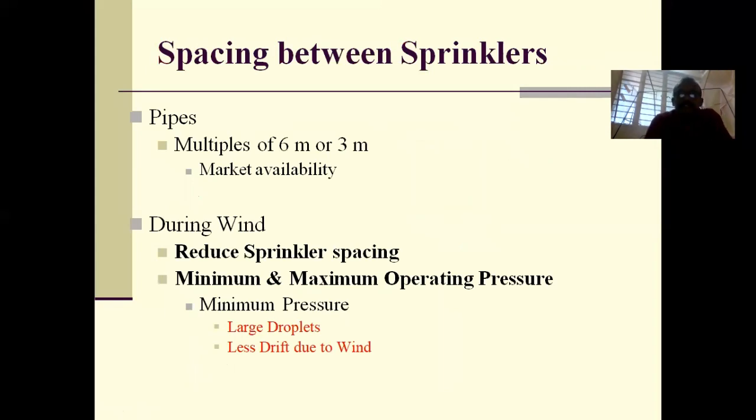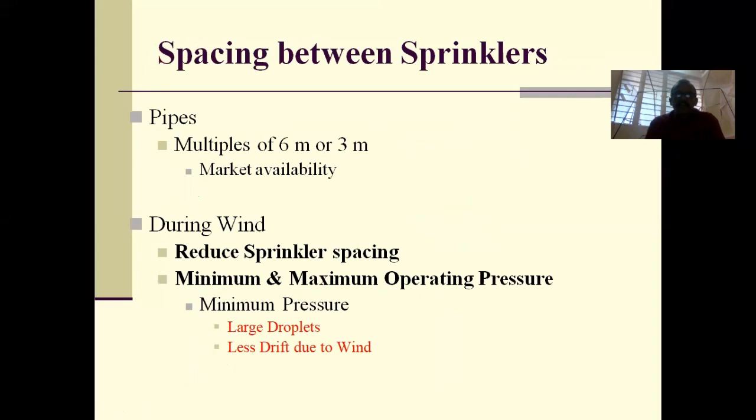When we decide on spacing between sprinklers for a periodic mode system, we should keep in mind that it should be in multiples of 6 meters or 3 meters, because pipes are available in the market only in 3 meters and 6 meters. So we cannot cut the pipe every time when we make use of the periodic mode system. So the spacing should be selected in such a way that it is either 3 meters or 6 meters or in multiples of 3 meters and 6 meters.